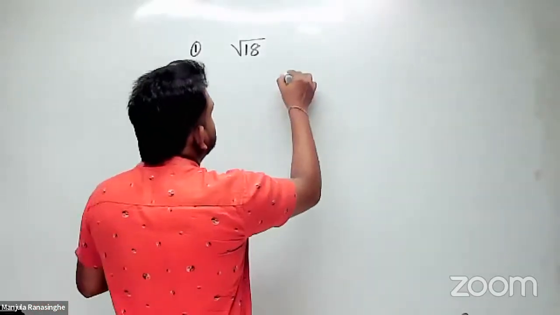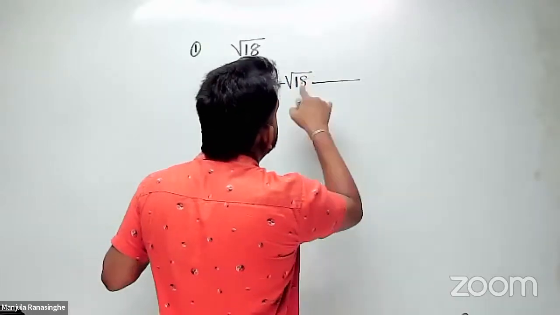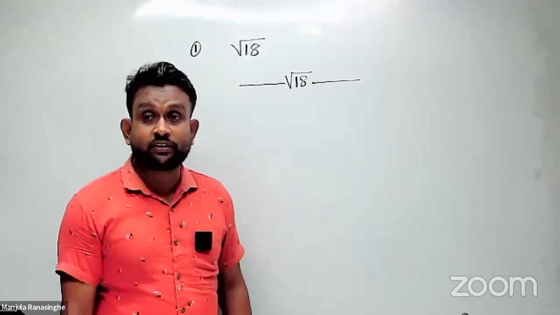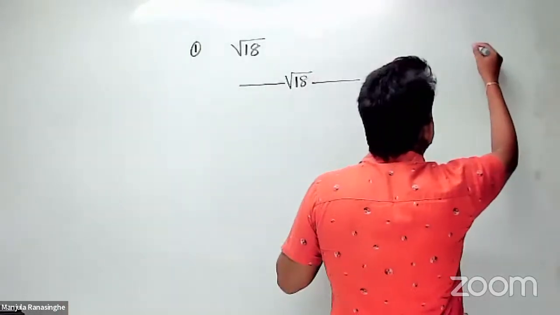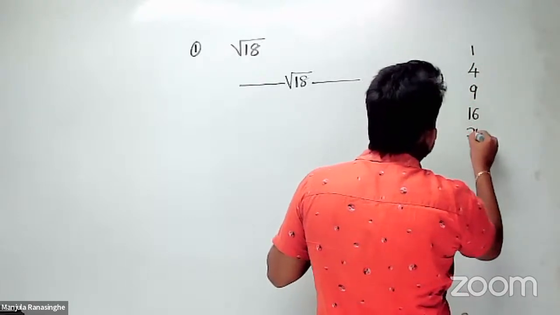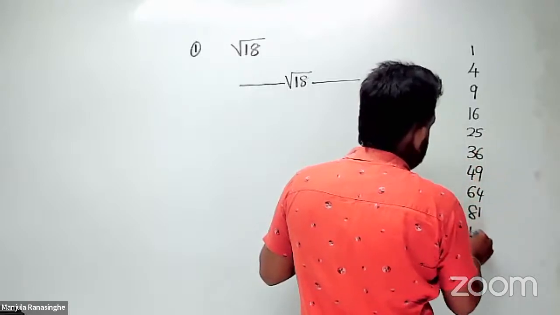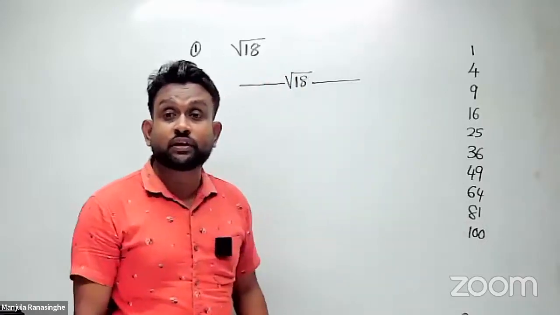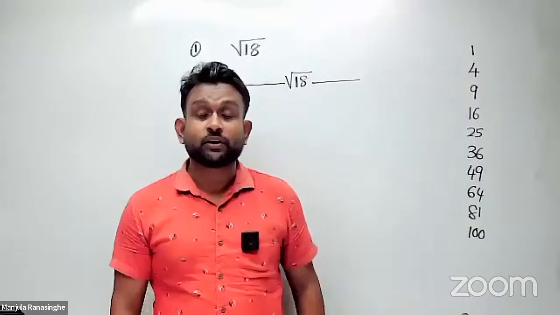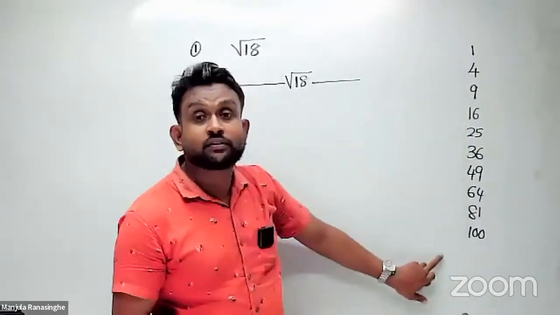So you take the lower and the upper perfect squares before and after 18. What are the perfect squares? If you do not know, you have to remember these: 1, 4, 9, 16, 25, 36, 49, 64, 81, and 100. How do you get them? Just the number multiplied by itself: 1 into 1, 2 into 2, 3 into 3. These are the perfect squares.